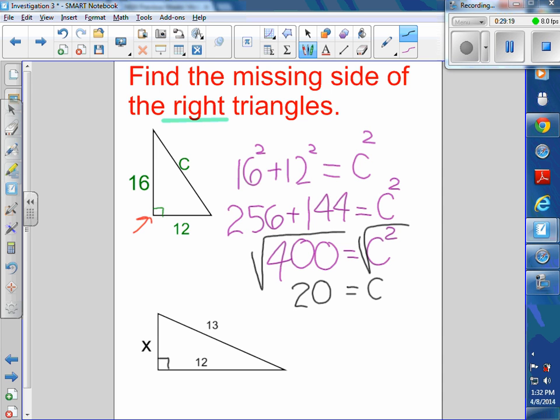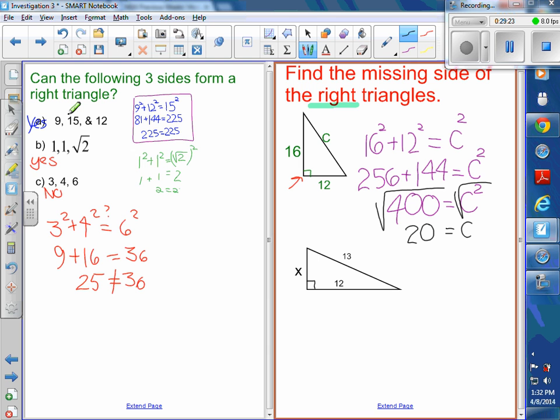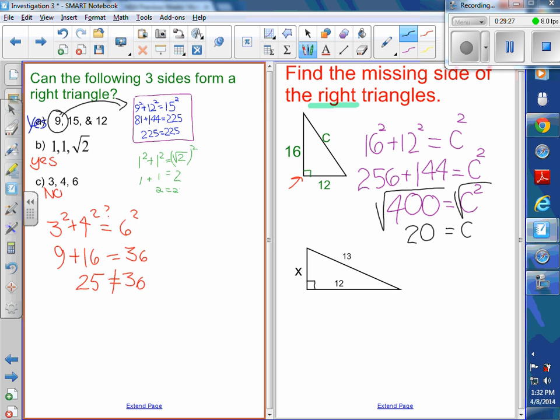So look at the 2 pages here. Here we started with lengths, right? And then we squared them. Now we're trying to find the length, so we have to undo the square. 20 times 20 is 400.